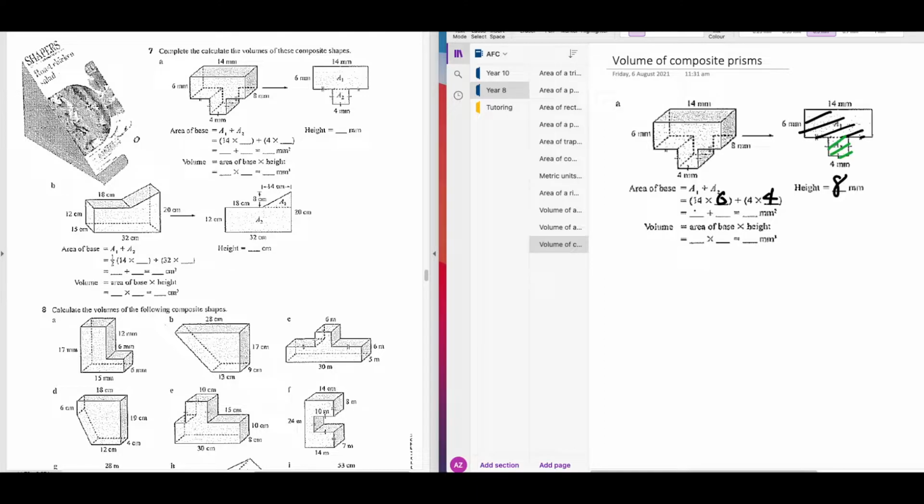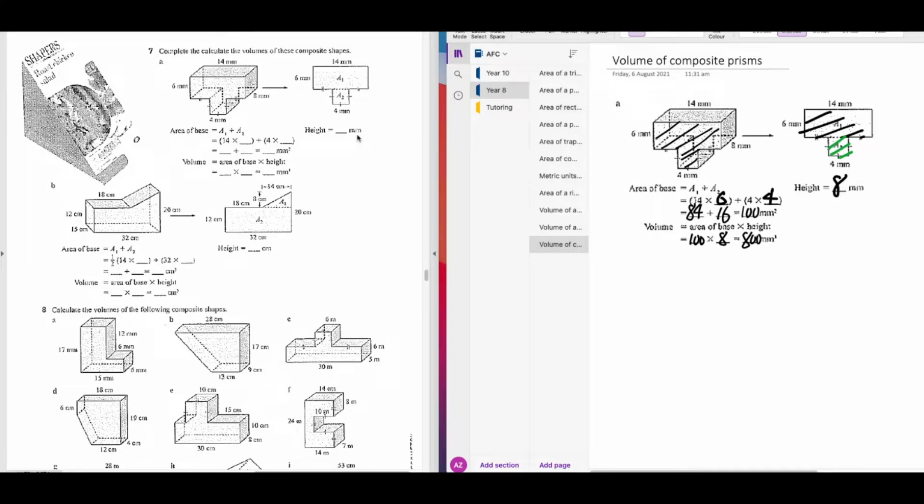Now you just have to simplify this. 14 times 6 is 84, and 4 times 4 is 16, so 84 plus 16 gives you 100. The area of this composite shape is 100. To find the volume of the prism, you just multiply the area by the height. So the area of the base, 100, times the height, 8, gives you 800 cubic millimeters, which is already written for you.